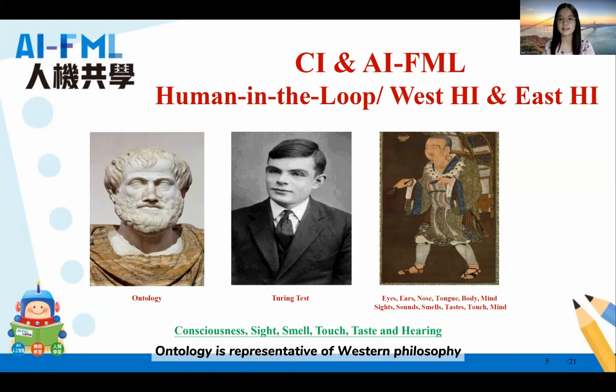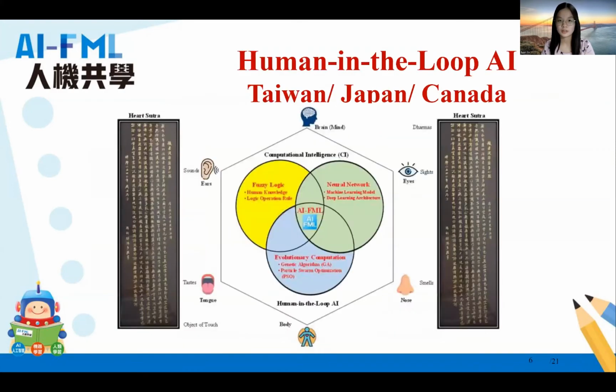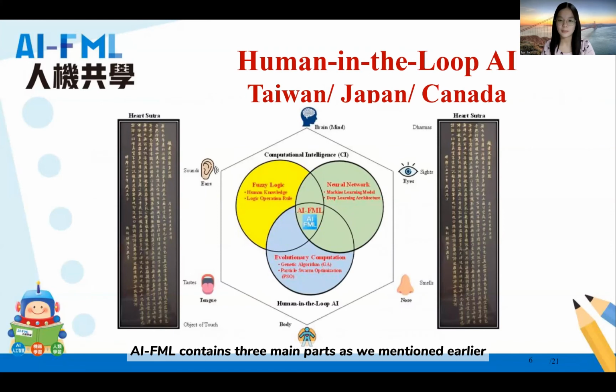Ontology is representative of Western philosophy, and Heart Sutra is representative of Eastern philosophy. Five senses, including smell, touch, taste, hearing, and sight, and also consciousness, are distinctive to humans, and these are also mentioned in Heart Sutra. AI-FML contains three main parts as we mentioned earlier: fuzzy logic, neural network, and evolutionary computation.